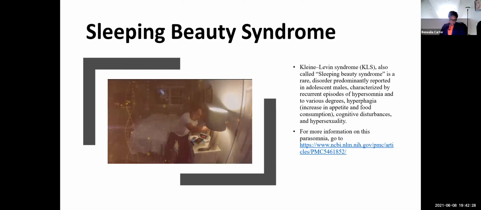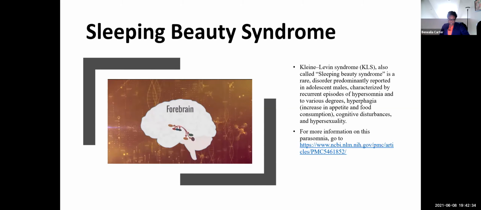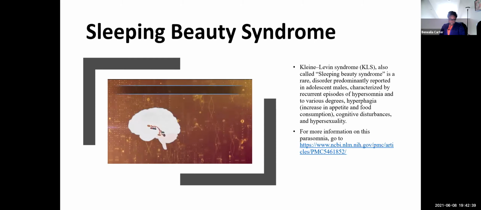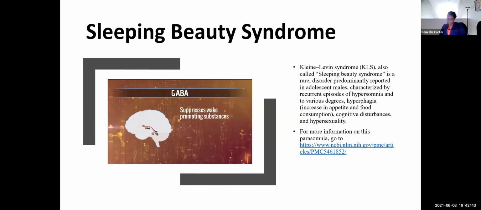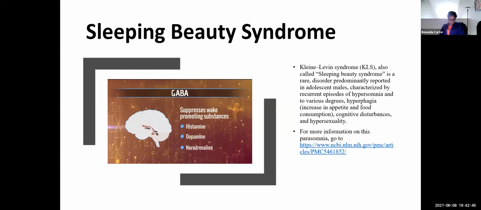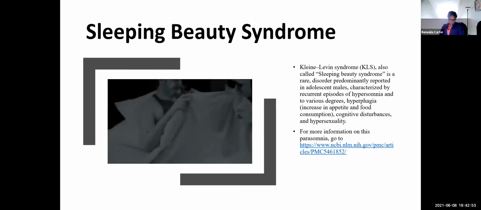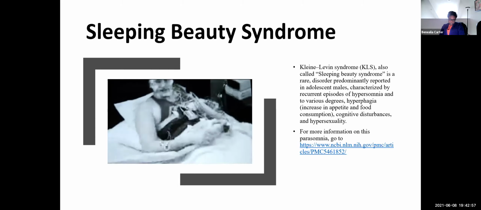When we go to sleep at night, there's an area of the brain that becomes active in the forebrain, the ventrolateral preoptic area, VLPO. It uses the inhibitory neurochemical GABA, like a brake, to suppress wake-promoting substances such as histamine, dopamine, noradrenaline. At the end of sleep, this brake is released and people wake up. People with some forms of hypersomnia, the brake is never really released.